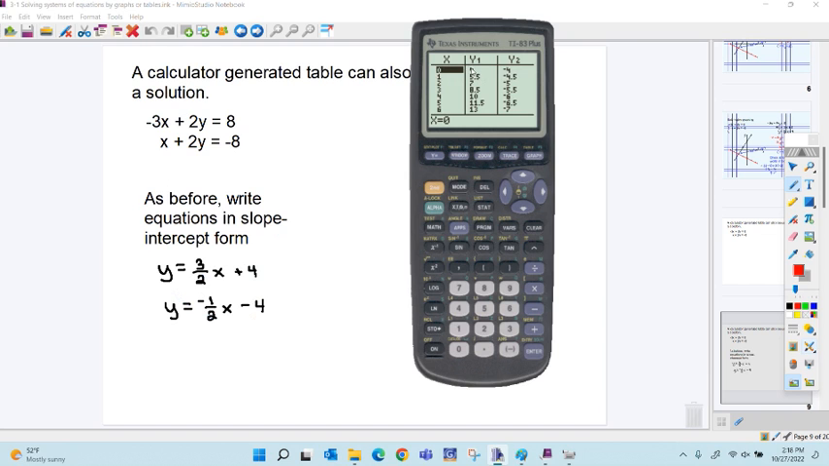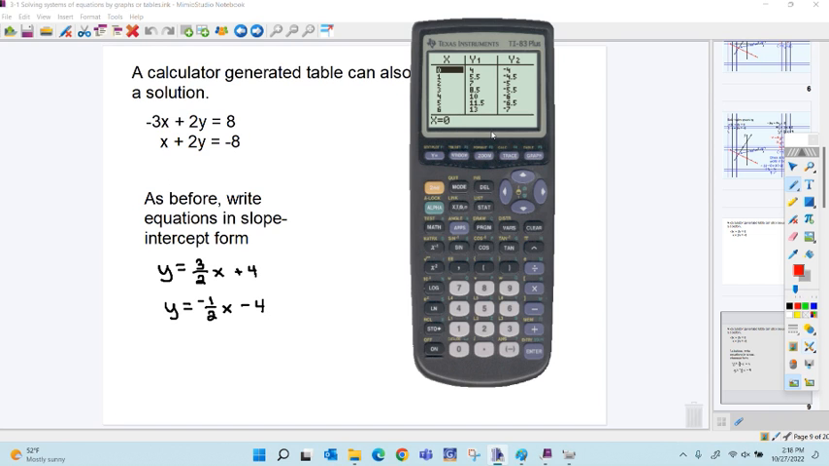So we'd have some ordered pairs. You'd have 0, 4, you'd have 0, -4. Okay, so what this is giving you, y1, does everybody have a table in front of you? Okay, so we have a table.